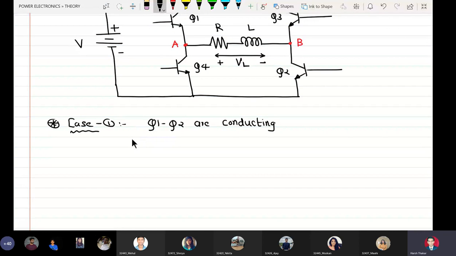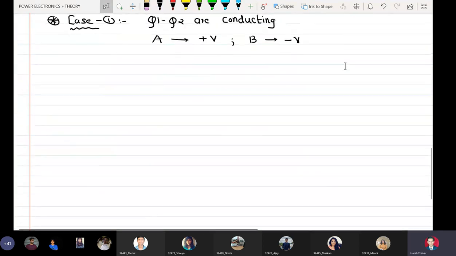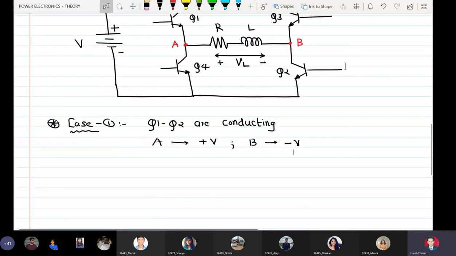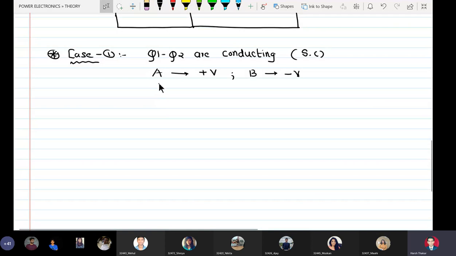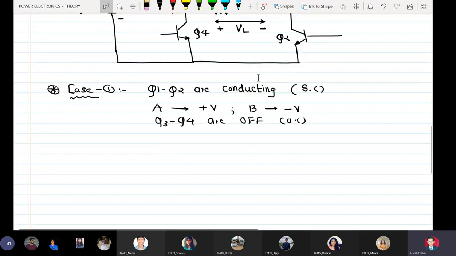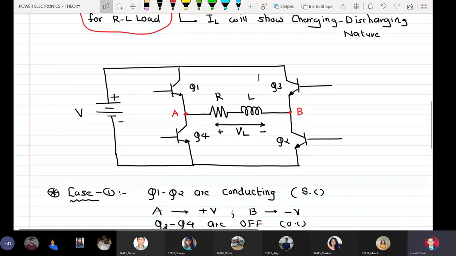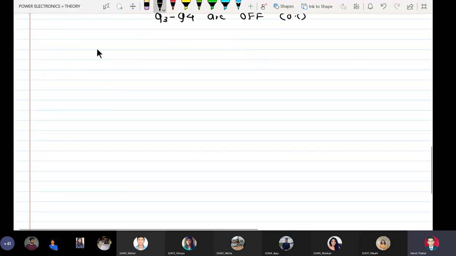Okay. So when Q1, Q2 are conducting, what happens? A is connected to plus V and the node B is connected to minus V. So we have to draw the equivalent circuit, students. That means what? We have to replace Q1 and Q2 with a short circuit. Okay, they are conducting, that means they are acting as a short circuit. And obviously students understand that Q3 and Q4 are off. That means open circuit. So we have to replace Q1 and Q2 by short circuit and Q3, Q4 by open circuit. So equivalent circuit is like this.